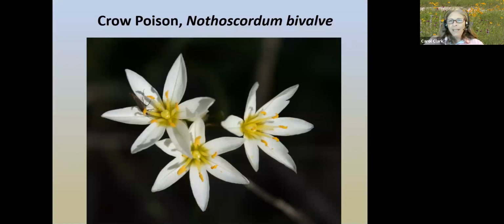Crow poison is a plant that'll bloom about 9 months out of the year. Unless it's very hot, crow poison will be blooming. And sometimes it will bloom right through the winter if we don't have a very cold winter. You can notice it. It has a yellow center, and you can differentiate it from our native onions by that little bit of yellow on the petals in the center.